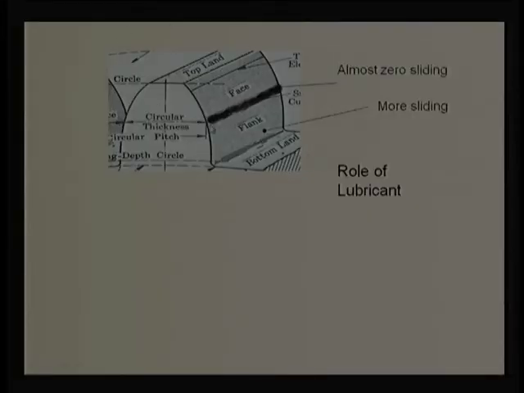We say that when we try to do modeling, we know there will be 0 velocity here. The coefficient of friction turns out to be 0 over here. There is almost 0 sliding, but here there is more sliding. We say the gear tooth can be divided at the pitch level, above pitch, below pitch, this flank and face.